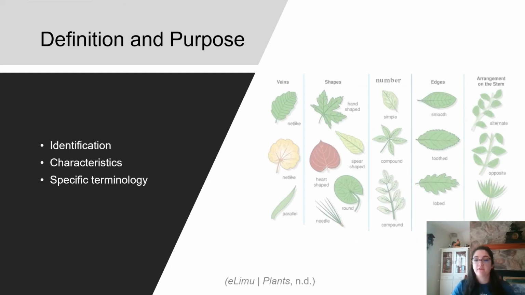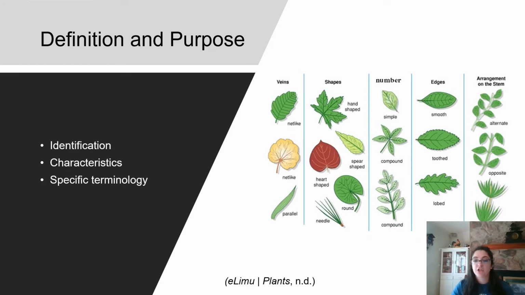Keys for plants, however, might use terminology like, are the veins parallel? Are the leaves compound? Are they lobed? Is the arrangement alternate or opposite? And so this is a picture of the different types of leaves, and this is just a few that you can have. So it's extremely important to be very familiar with the terms that a key uses before you actually begin the process of keying out an organism so that you don't become confused and overwhelmed.